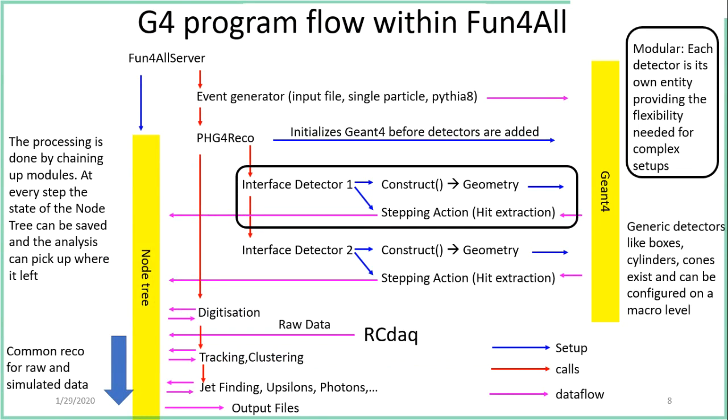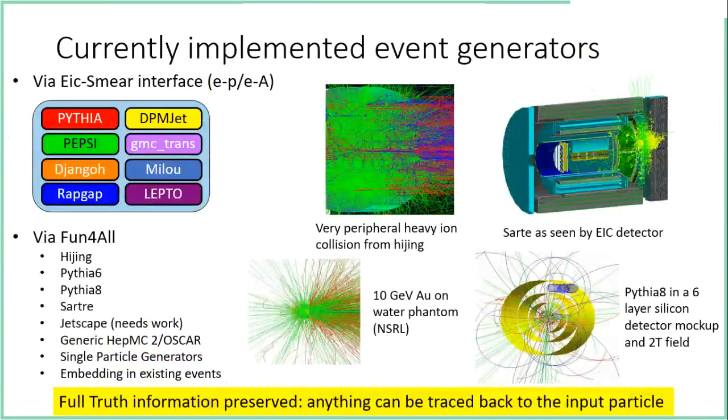So, currently implemented event generators. What do we actually have now for real as of now? Via the EIC smear interface, there is EPEA, so they have a Pythia interface. I think it's Pythia 6. Then Pepsi, Django, RapGap, so yeah, these guys over there. Fun4all has its own. We have our own event generators implemented. So Hijing, that's a heavy ion generator. We have Pythia 6 and Pythia 8.